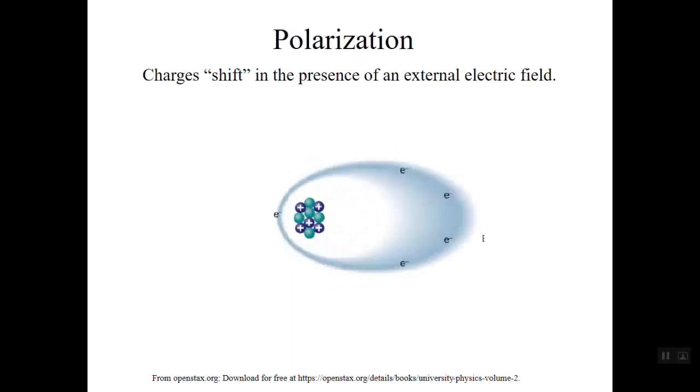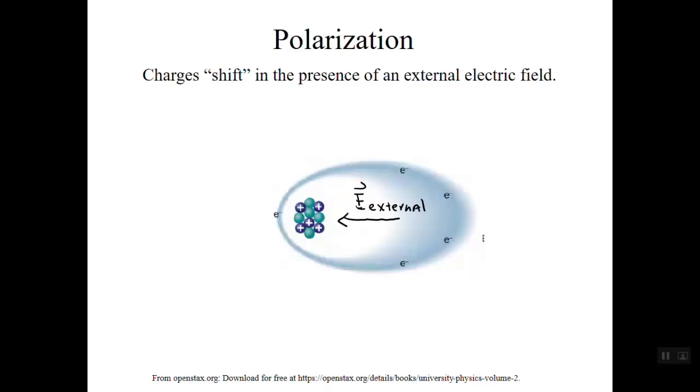However, if the atom is placed in an external electric field, a field due to some other charges not shown here, for example, then it's often the case that the neutral object polarizes. The positive charges shift in the direction of the external field. The negative charges shift in the direction opposite to the electric field. In other words, the object becomes an electric dipole.